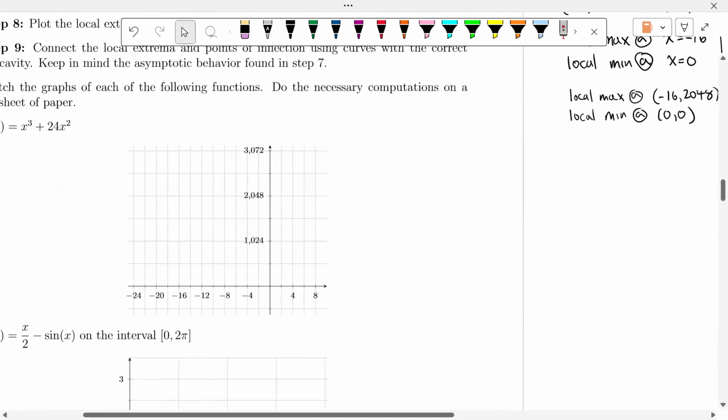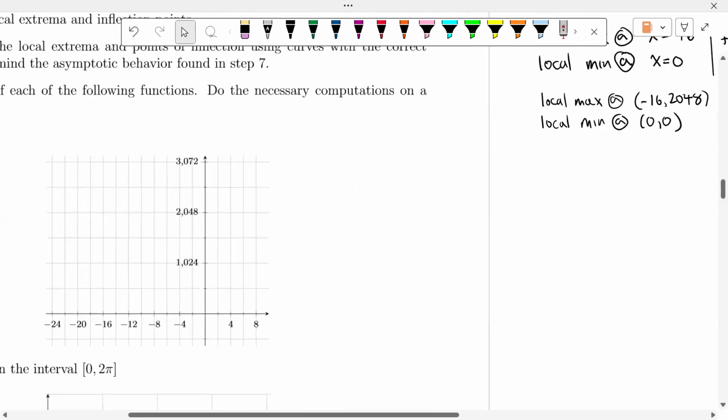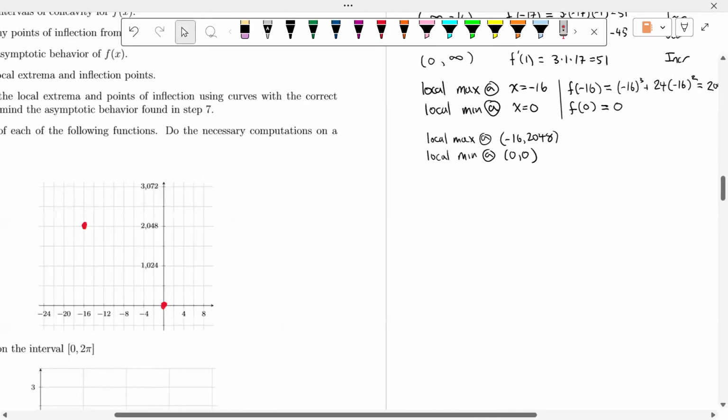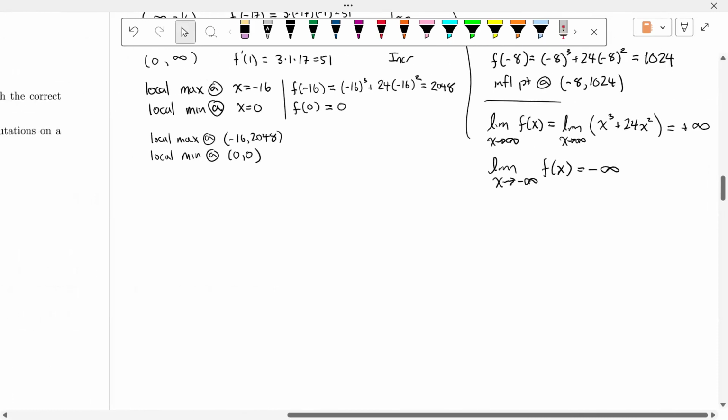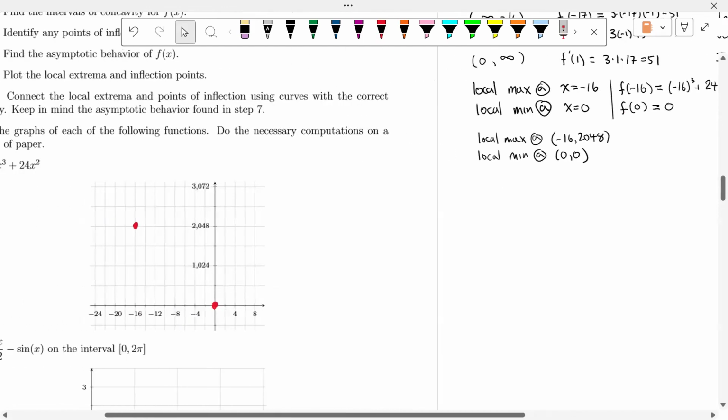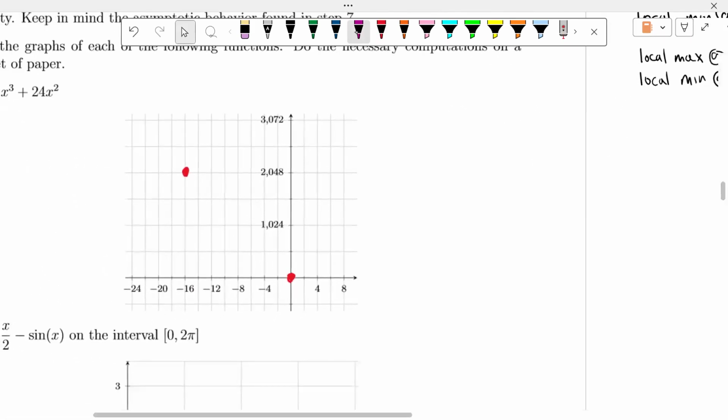So I'm looking at my data. I've got a local max at -16, 2048. So I look for -16 here, 2048, I put a dot right there. And then my local min will be at 0, 0, right there. And I will have an inflection point. Where was that inflection point? Right there, -8, 1024. So I'll plot that in purple.